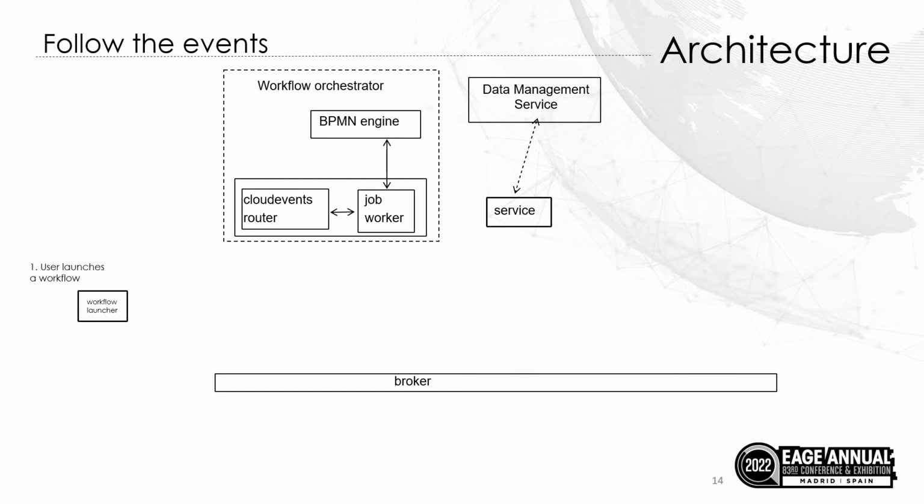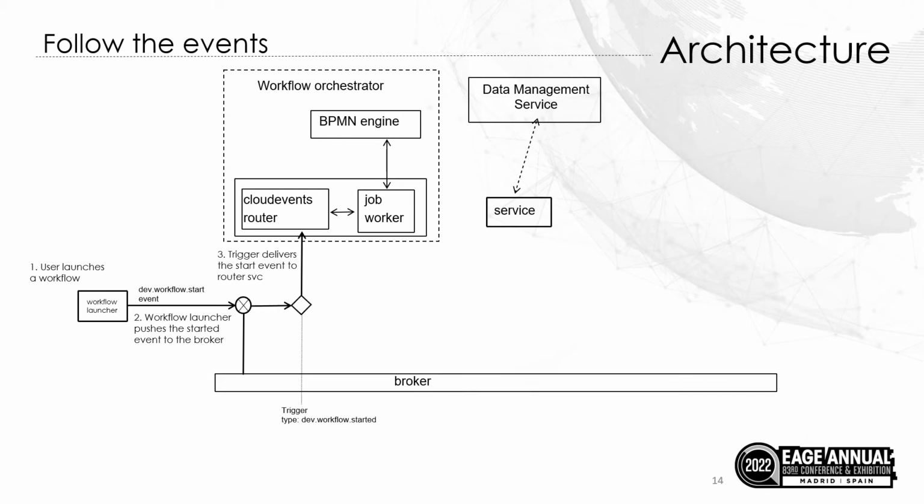First step, a user launches a workflow with an HTTP request. Second step, the workflow launcher pushes the workflow start event to the broker. Third step, the cloud events router is triggered by the previous event. It will give orders to the BPMN engine to start the given workflow depending on the start event type.